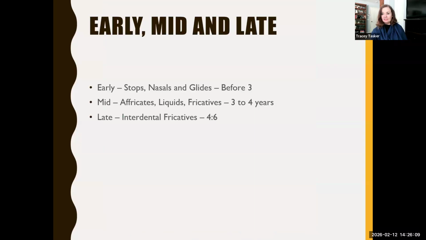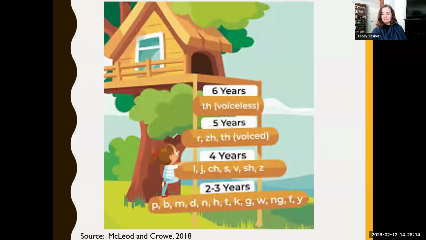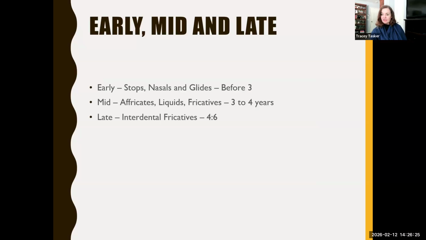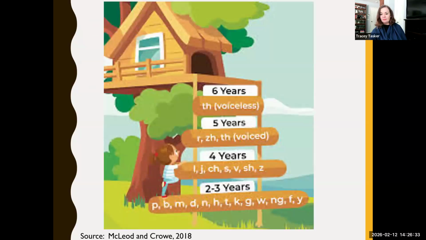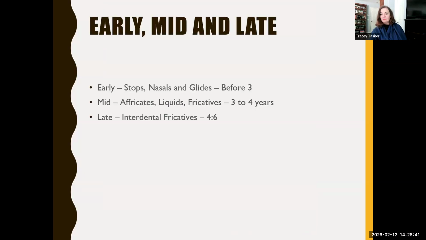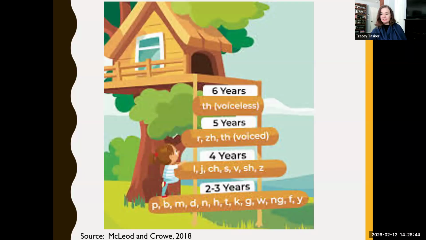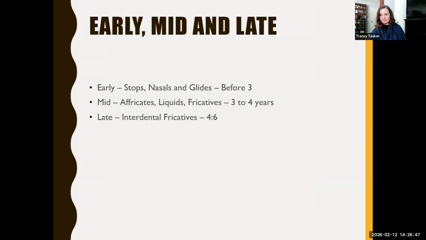Nasals are m, n, and ng, and then glides. So a sound like w is an early developing sound. And then the mid sounds, which come in during preschool years, are affricates, liquids, and fricatives. So looking at these next two age levels up, you'll see some of those sounds. And then late would be the interdental fricatives. So that's the sounds. Okay.